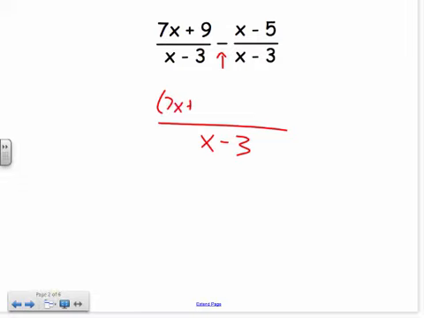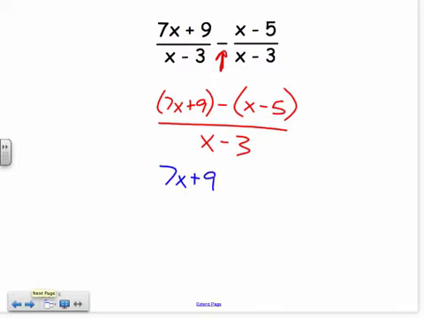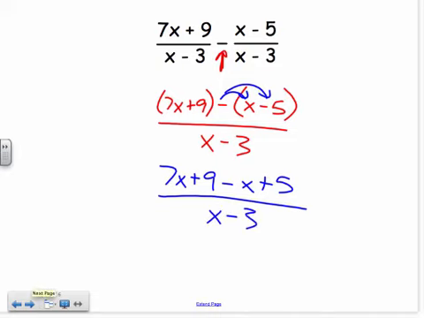I have a 7x plus 9 minus x minus 5. Okay, that minus sign is going to make a difference, isn't it? That's why I want to put this in parentheses, because I'm really distributing that minus sign. So I can drop my parentheses on the first part, 7x plus 9. But here, I have a minus x and a minus negative 5, right? So a minus x and a minus negative 5, which is a positive 5. We've got to distribute that minus sign. That's the only trick to this guy. We have the same denominator, so that's nice, but just don't forget to distribute that minus sign.